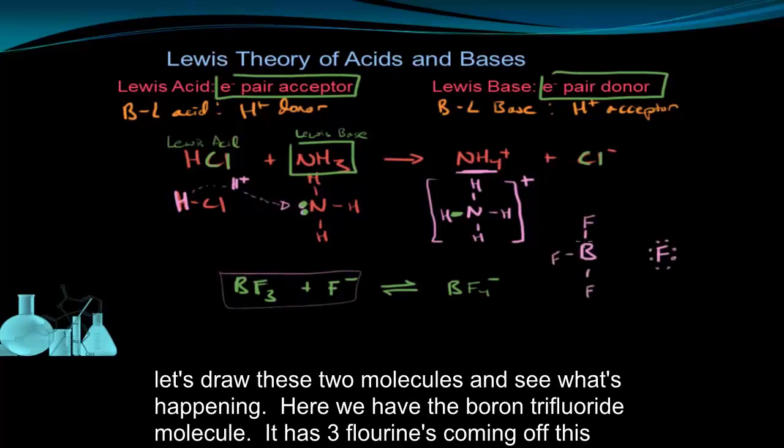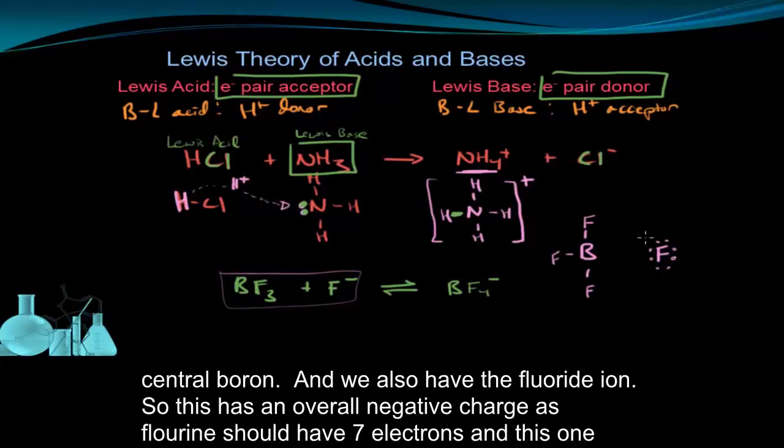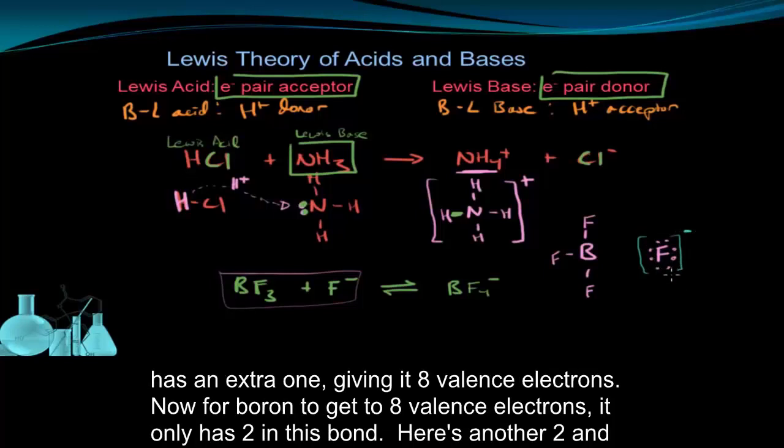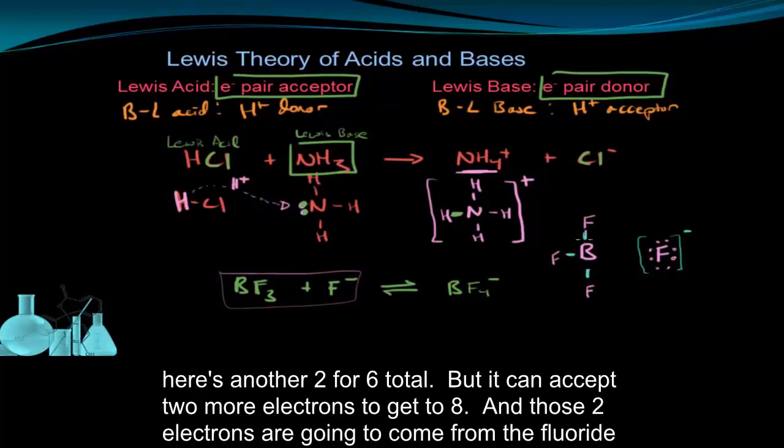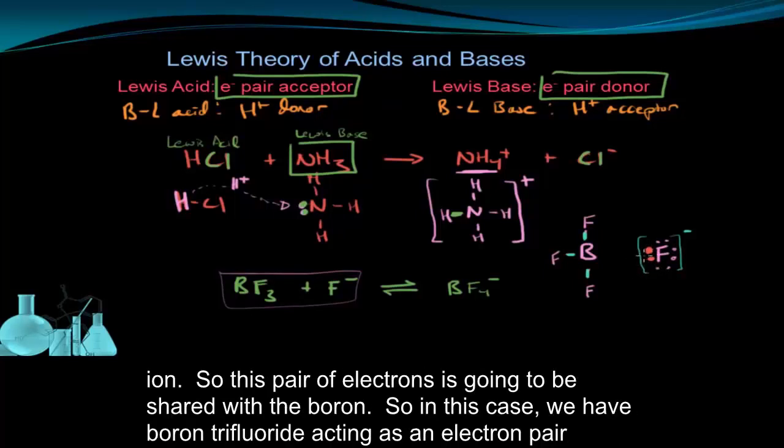Here we have the boron trifluoride molecule. It has 3 fluorines coming off the central boron. And we also have the fluoride ion. So this has an overall negative charge because fluorine should have 7 electrons and this one has an extra one, giving it 8 valence electrons. Now for boron to get to 8 valence electrons, it only has 2 in this bond. Here's another 2 and here's another 2 for 6 total. But it can accept 2 more electrons to get to 8. And those 2 electrons are going to come from the fluoride ion. So this pair of electrons is going to be shared with the boron.